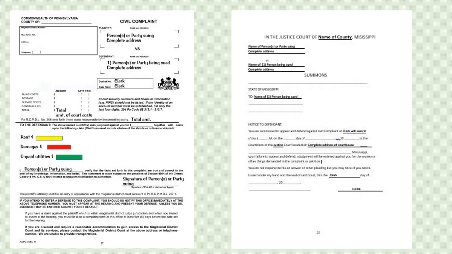Now here's the complaint and summons. Right there, there's the total amount and court costs. Then we have to break it down. Rent, so much. Damages, so much. Unpaid utilities, so much. And they all have to add up to the total amount. We're suing for total amount and court costs. Here's the summons. The clerk will give the court date. We have the defendant serve these documents.